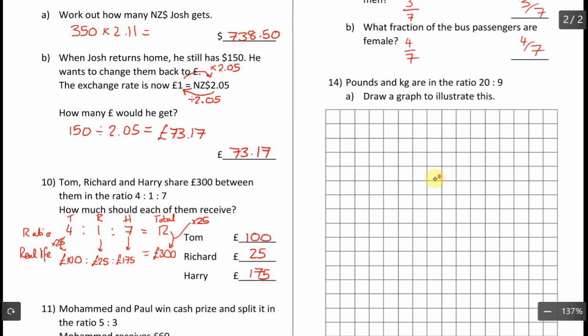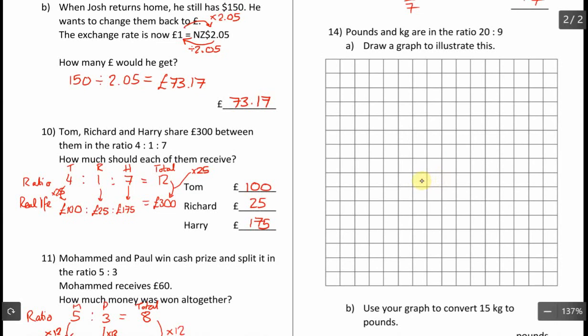Number 14. Pounds and kilos are in the ratio 20 to 9. Draw a graph to illustrate this. Now I think this is a square, so it's as wide as it is tall, so it doesn't really matter which way around these go. But we at least need to go up to 20 on one axis and 9 on the other. So how are we going to do this?